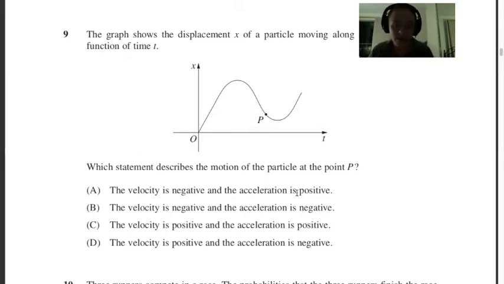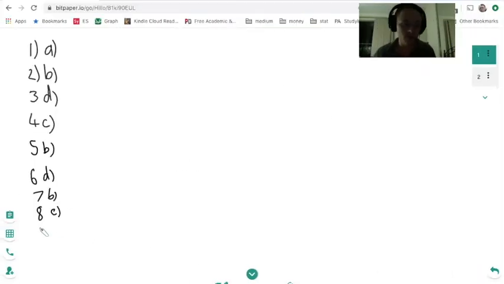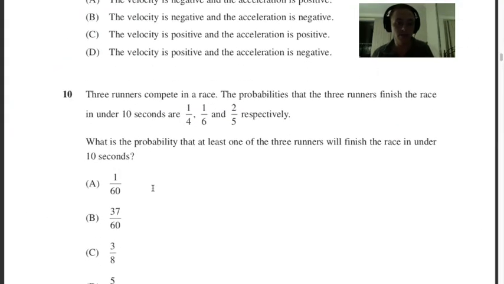Although acceleration is positive, the particle is moving down. And so since it's moving down, the velocity is in fact negative. So we're looking for negative velocity, positive acceleration. The velocity is negative, acceleration is positive. So we're going to go with 9A. And let's have a look.